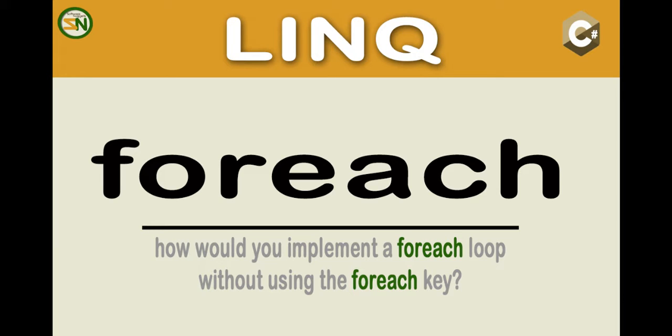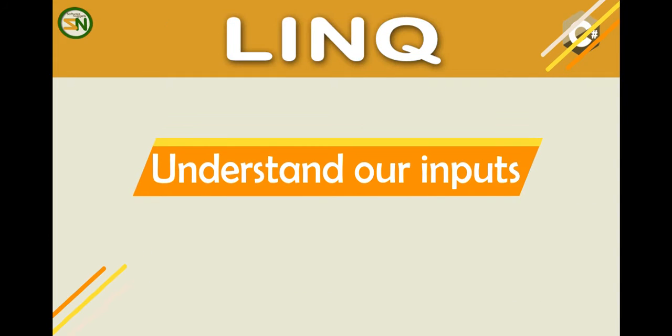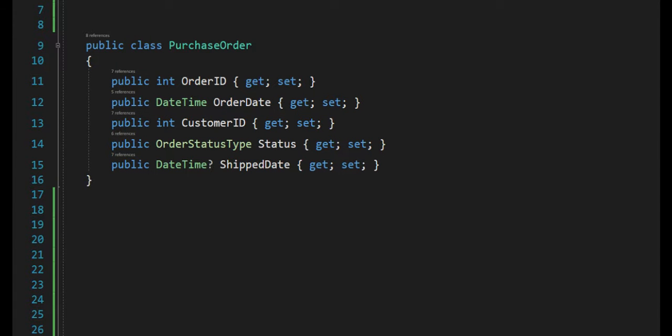In this video, I will pose the question: how would you implement the forEach loop without using the forEach keyword? Let us understand all of our inputs. Here is the class object we will use, PurchaseOrder. It has 5 fields. We have 2 columns of high interest, lines 14 and 15. OrderStatusType is an enum, and on line 15, DateTime is nullable.